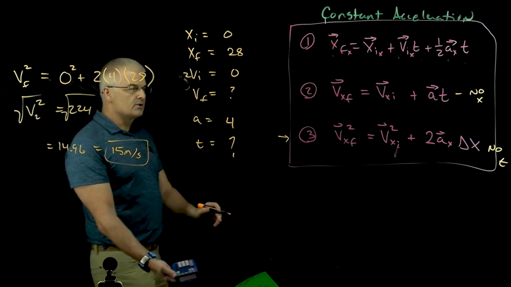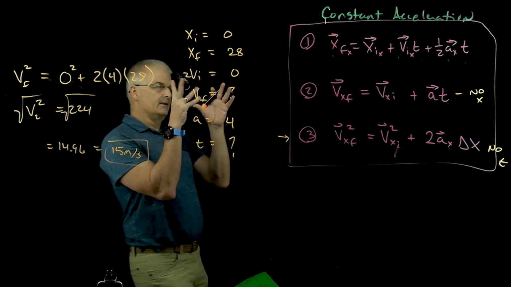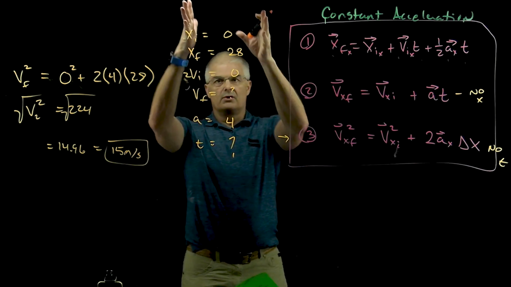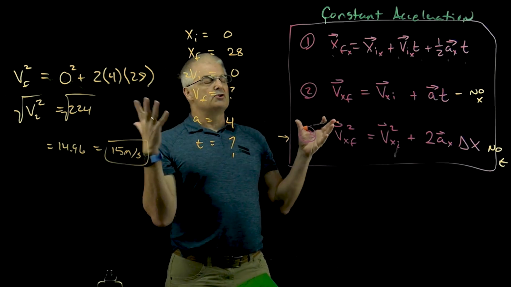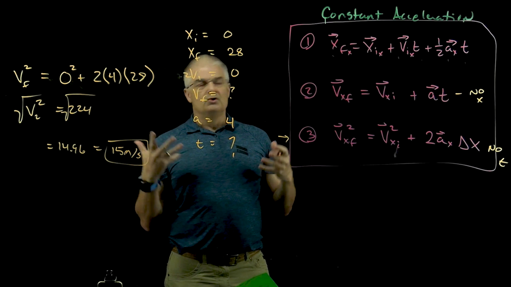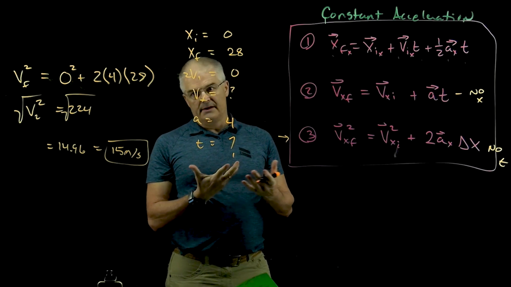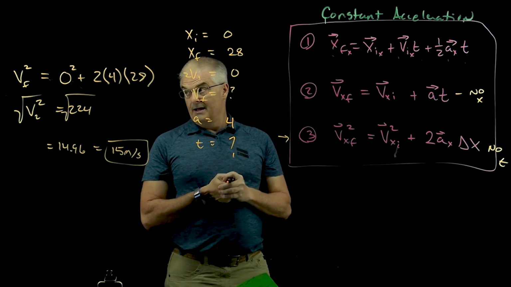So essentially the idea is that you've got these three equations. You're going to make a table, and once you make the table, you can solve the problem. That really is the gist of this as you solve these problems.